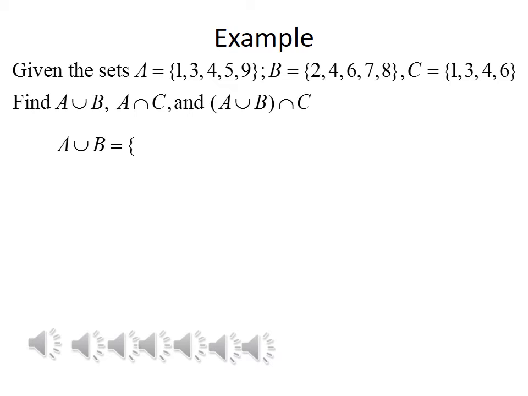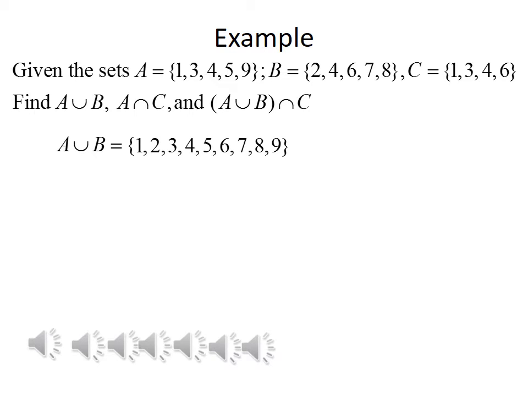We'll start by finding the union of A and B. So remember, union means all of the elements that are represented in either of the sets. So let's look at set A and set B, and we want to look at the numbers that are in either set. So if I look, is 1 in A or B? Is 2 in A or B? Write down all of the numbers that appear in either A or B.